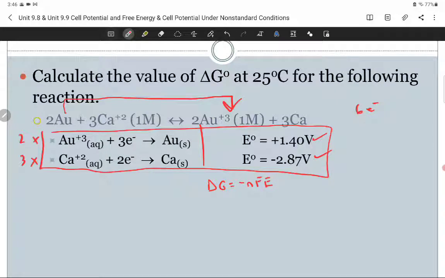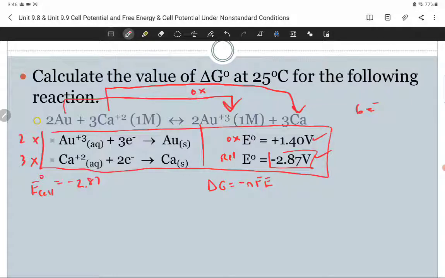Gold to gold ions is oxidation. So this is the oxidation half reaction voltage. And then calcium ions to calcium metal is the reduction half reaction. So that means we have to put this one first and the second one second. Well, the 1.40 volts second, I should say. So we have negative 2.87 minus 1.40.